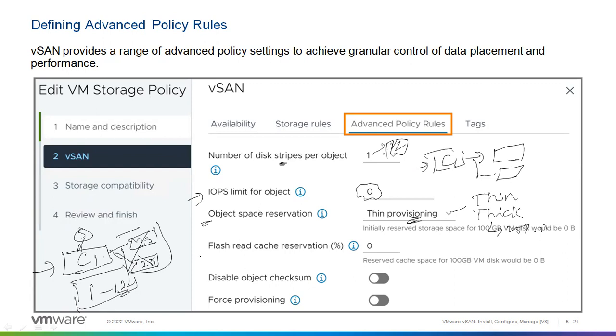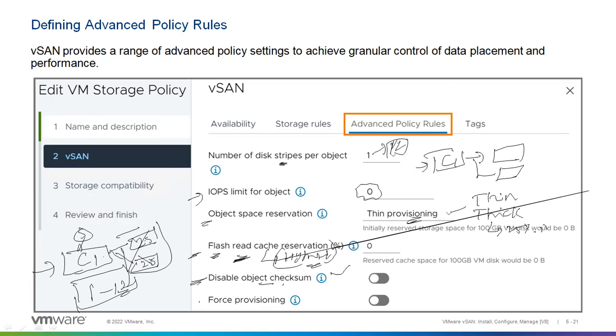Flash read cache. It is especially reserving some of the flash for read purposes. But this is applicable only when you are configuring hybrid mode, when you already have the capacity drive and cache drives. Disable checksum. Checksum is enabled by default. Checksum is simply the internal repair for your objects. Any error, it will fix automatically. And if checksum is being handled by a particular application, you can disable it. But if object checksum is not handled elsewhere, you can keep it enabled. It's a good practice.